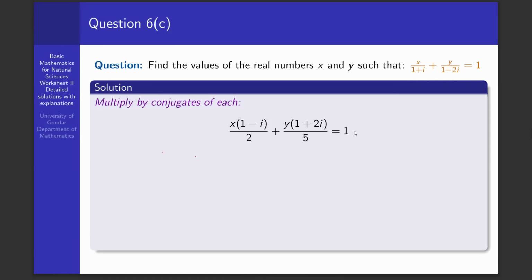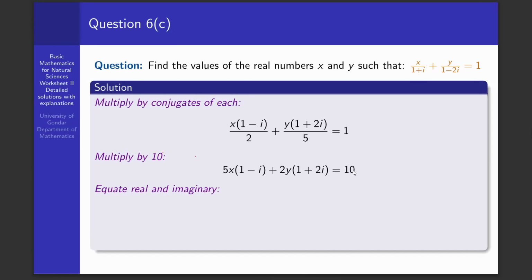Then, in order to simplify further, let us multiply both sides of this equation by the least common multiple of 2 and 5, that is simply 10. When we do this, we have 5x times 1 minus i plus 2y times 1 plus 2i is equal to 10. Then, in order to determine y and x, we have to equate the real and the imaginary parts of this expression.